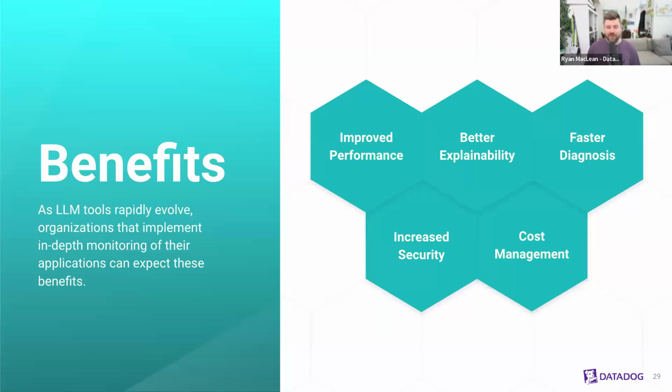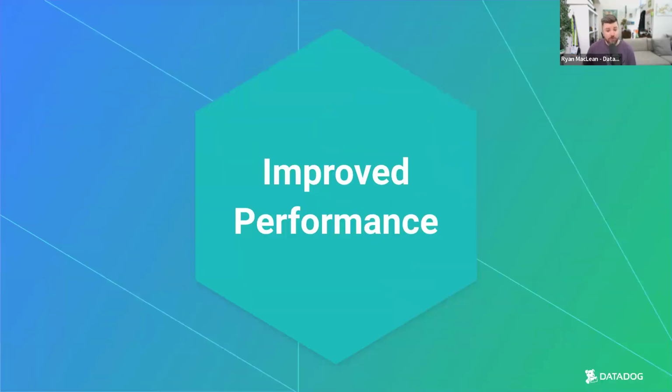So what are the benefits of LLM observability? If I'm observing this entire pipeline or this black box, what do I get out of it? As the tools rapidly evolve, organizations that implement in-depth monitoring of their applications can expect these benefits. First, improved performance: LLM observability enables real-time monitoring of various performance evaluation metrics, such as latency, the throughput of the traffic that we talked about before, and the quality of responses. By continuously monitoring these metrics, data scientists and engineers can quickly identify any deviations or degradation in LLM performance. That proactive approach allows for timely intervention, leading to improved model performance and user experience.